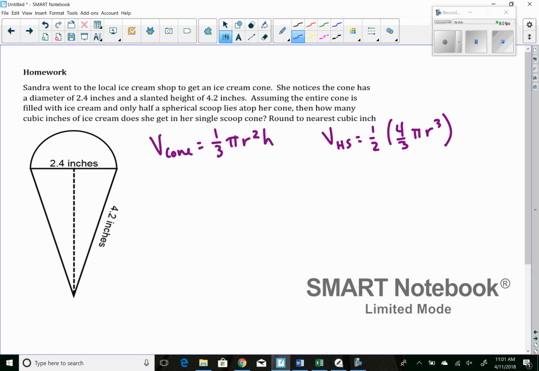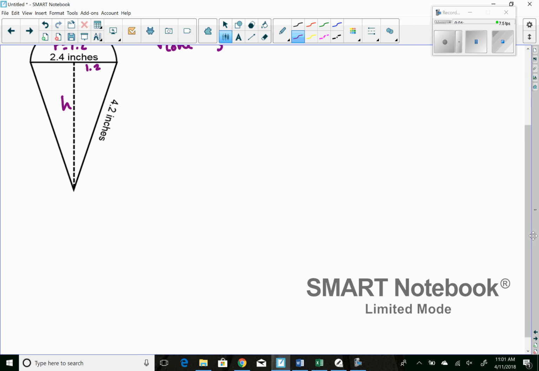So we do know the radius. The radius is going to be 1.2, because it's half of 2.4. Unfortunately, I don't know the height of the cone. If I look at just this triangle, I have 1.2, I have a 4.2, and I have a height that I don't know. So if I do 1.2 squared plus the height squared is equal to 4.2 squared, I can solve this using just regular Pythagorean theorem.